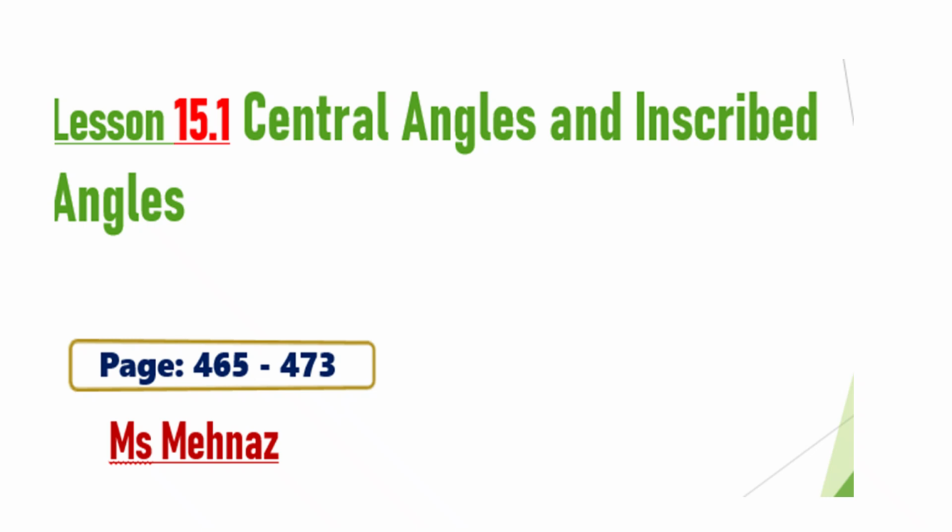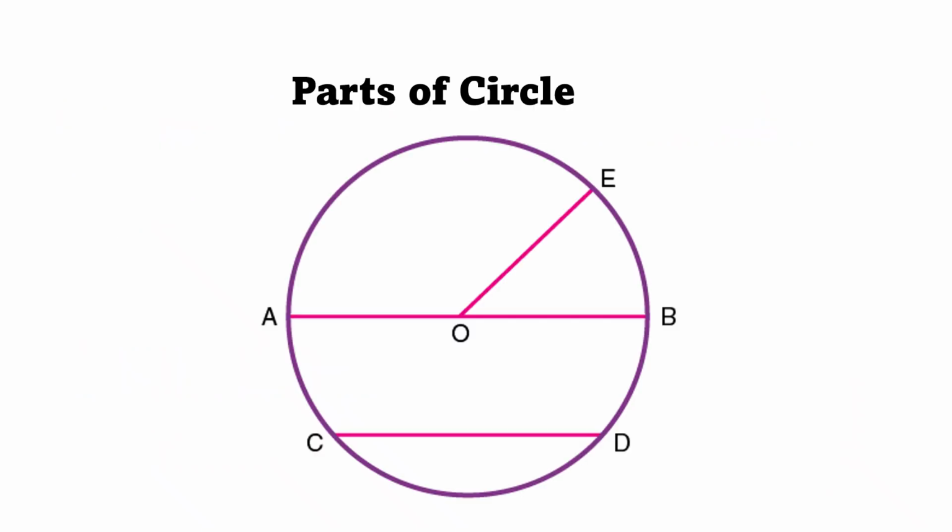We are going to study the central angles and the inscribed angle. So it is very important that you understand the parts of the circle. The line emerging from the center and connecting to a point on the circle is said to be the radius. The distance from the center of the circle to a point on the circle is said to be the radius.